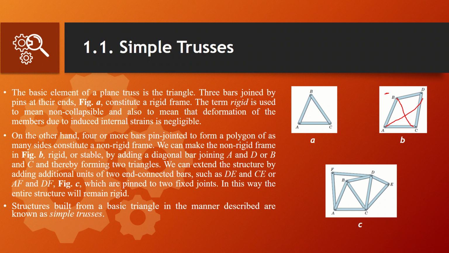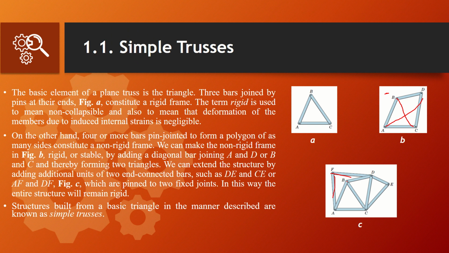We can extend the structure by adding two more connected bars, such as DE and CE, AF and FD, which are pinned together to fixed joints. In this way, the entire structure can remain rigid.